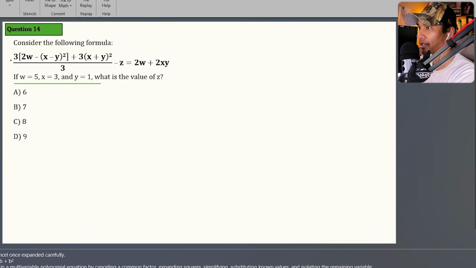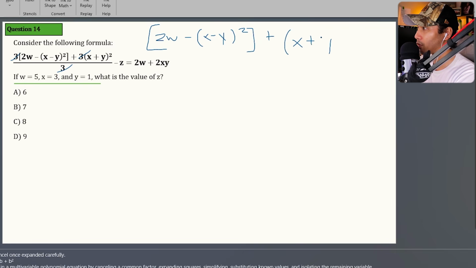So first, I'm just going to get rid of this. And then we're left with 2w minus the bracket x minus y squared, plus the bracket x plus y squared, and then minus z equals 2w plus 2xy. But first, before we do anything, let's work with this.